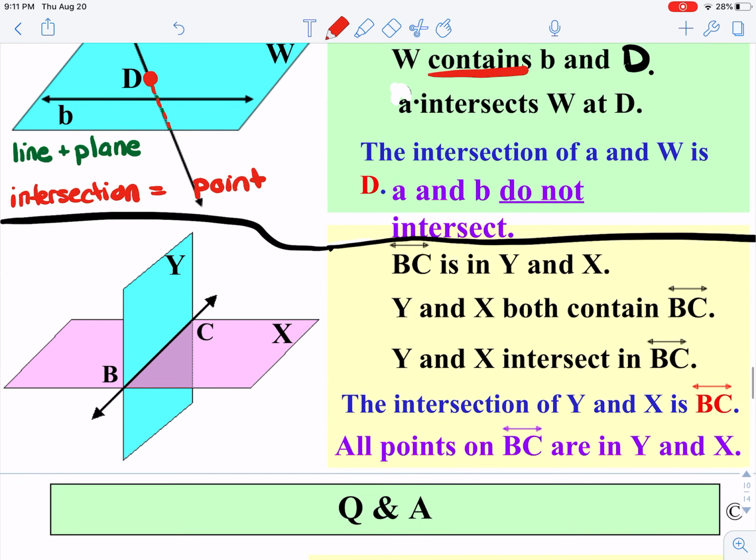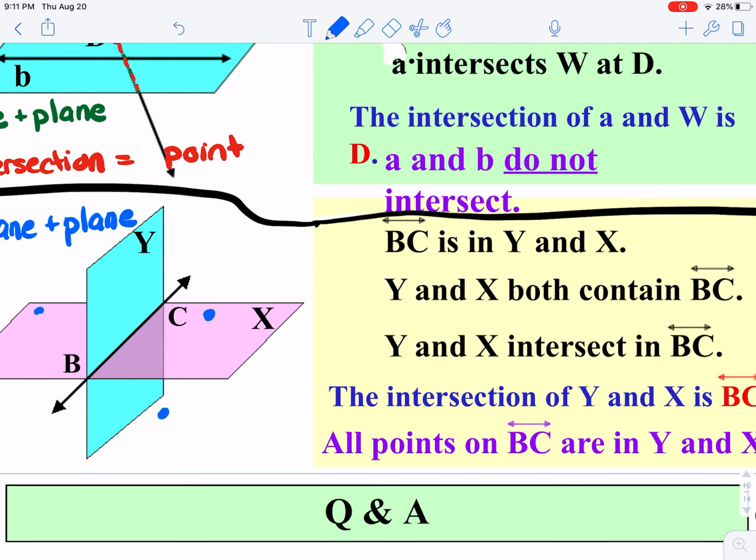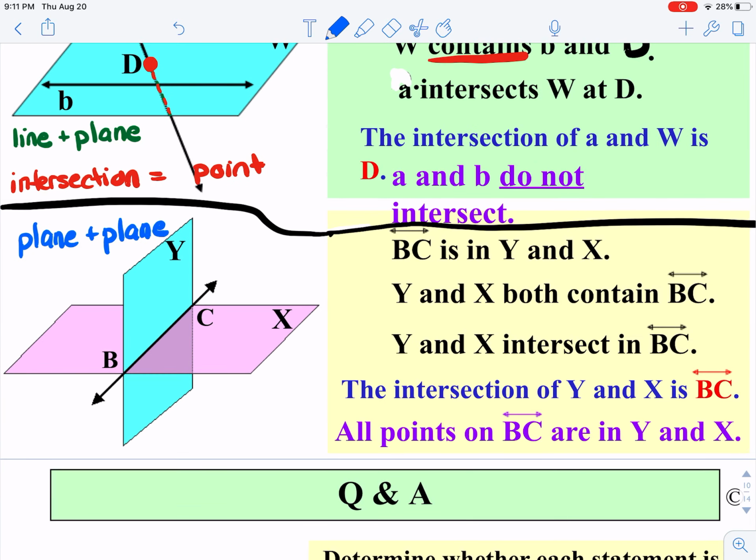All right, last picture that we're going to go over here. This is where we have two planes. So a plane and a plane. Maybe two walls. You could have the first story and the second story of a building. Each of those could be different rooms. You could have a room here, here, here, and here. Those could all be different rooms. So you could think of planes as walls intersecting.